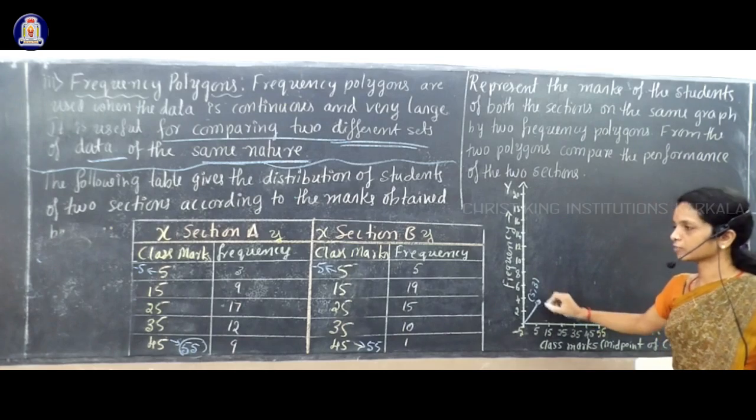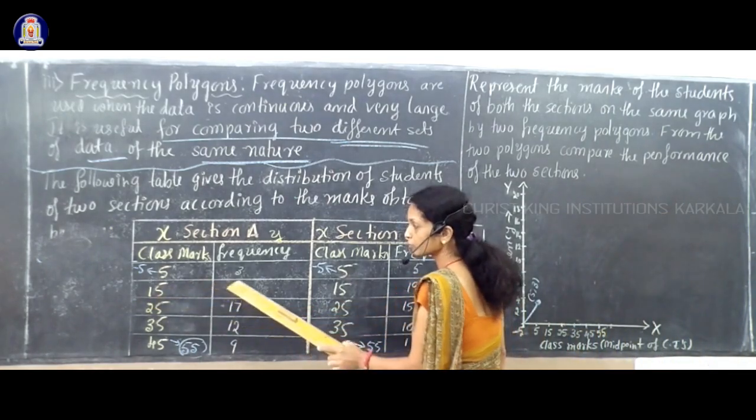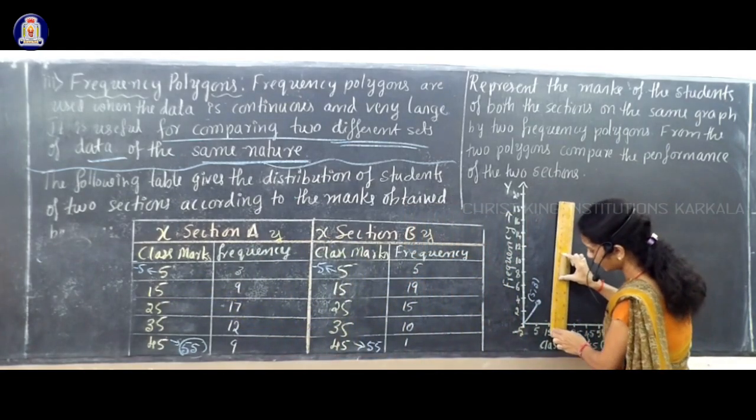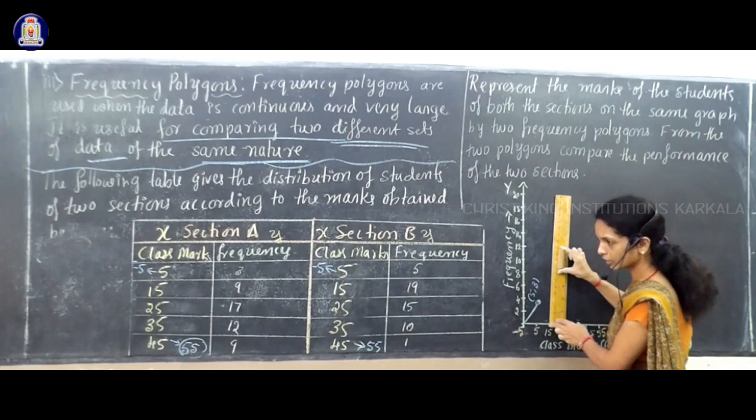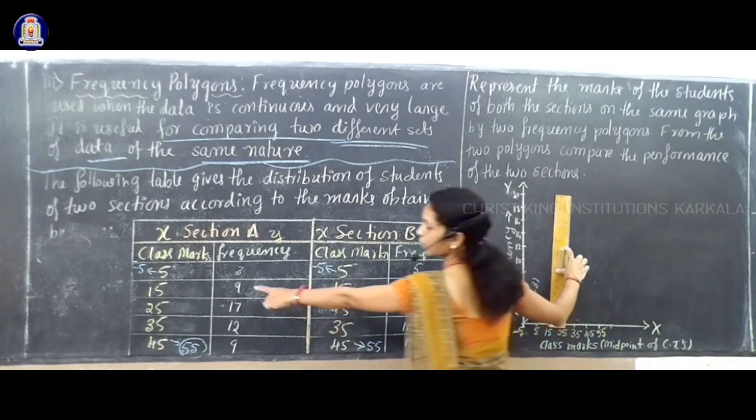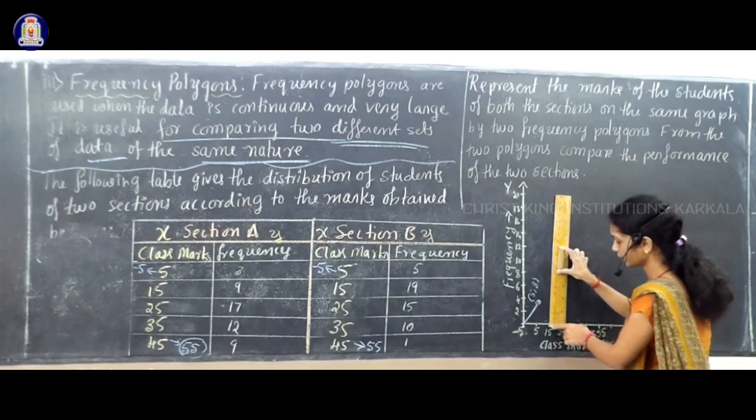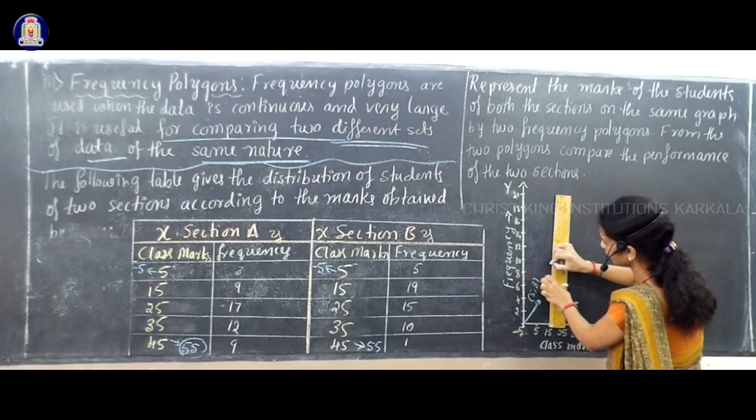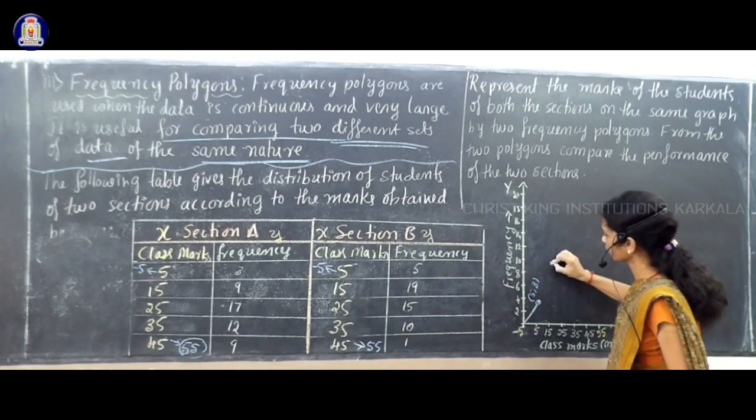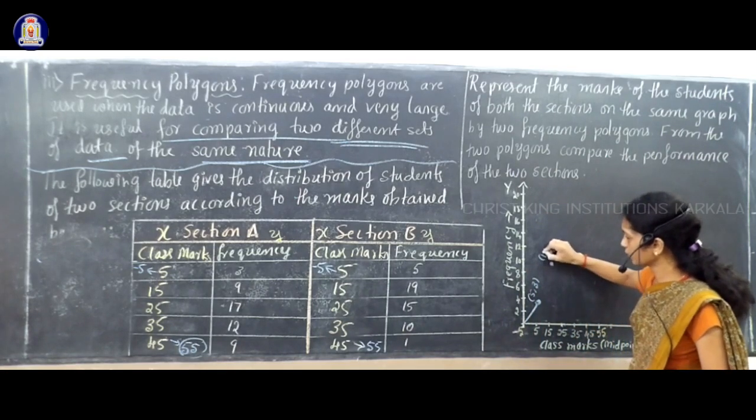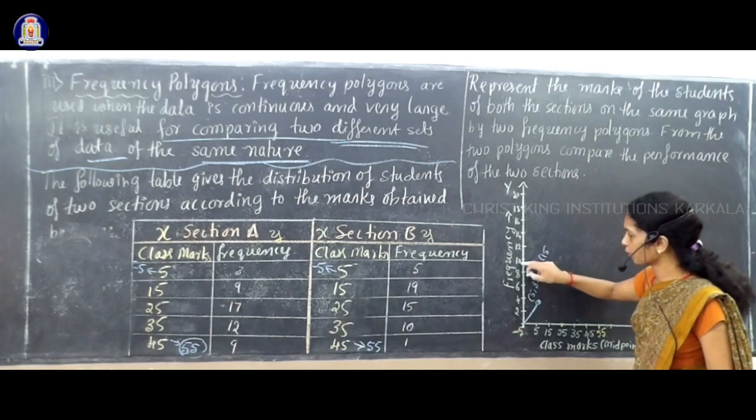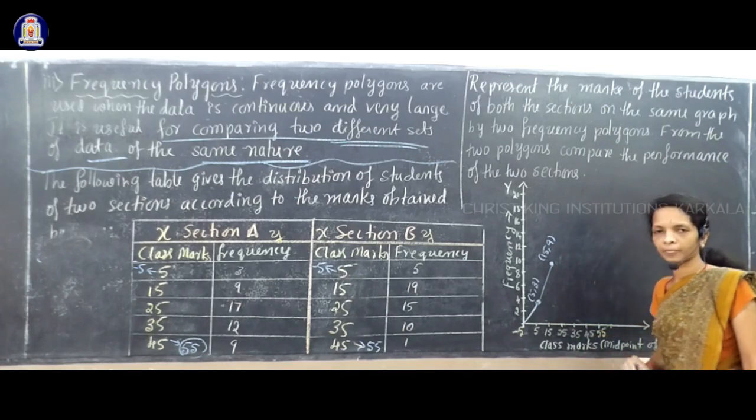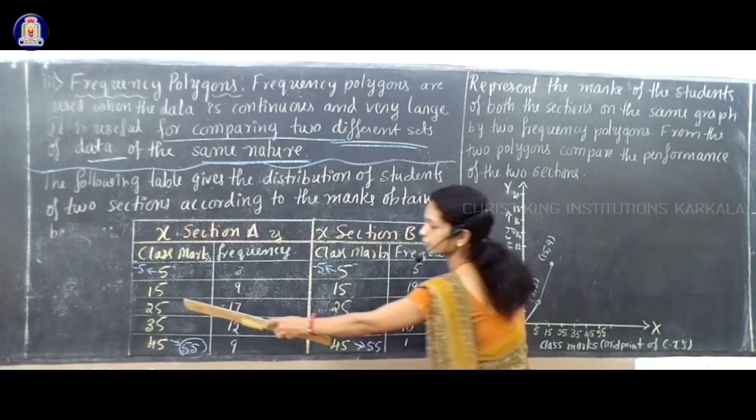And the next class mark is 15, and its frequency is 9. Now you keep your scale at 15. At 15 you have a vertical line in your graph sheet, and on it you have to move up to 9 and mark a point. At 15 we moved up to 9, so the point is (15, 9). Join that with the previous point. And like that, mark the other points also.